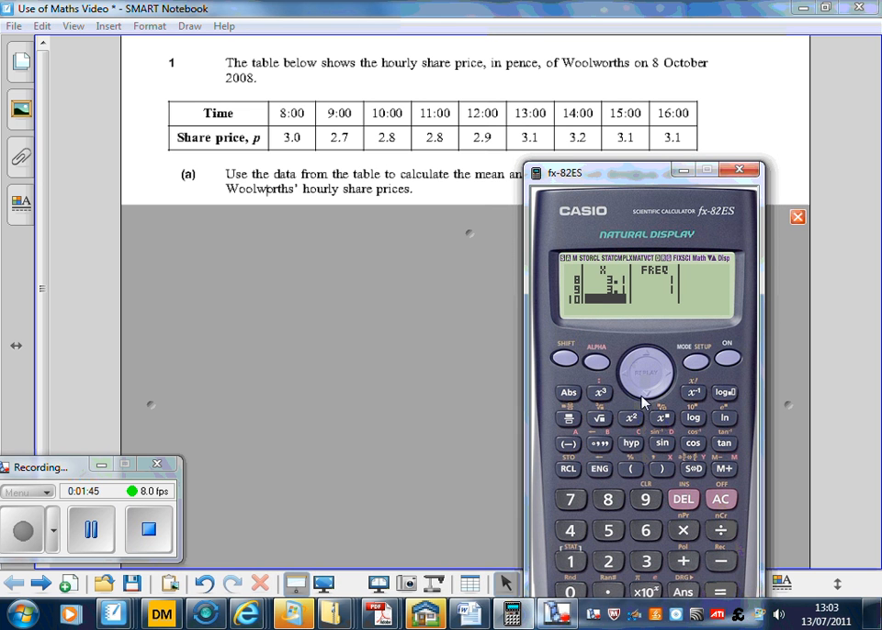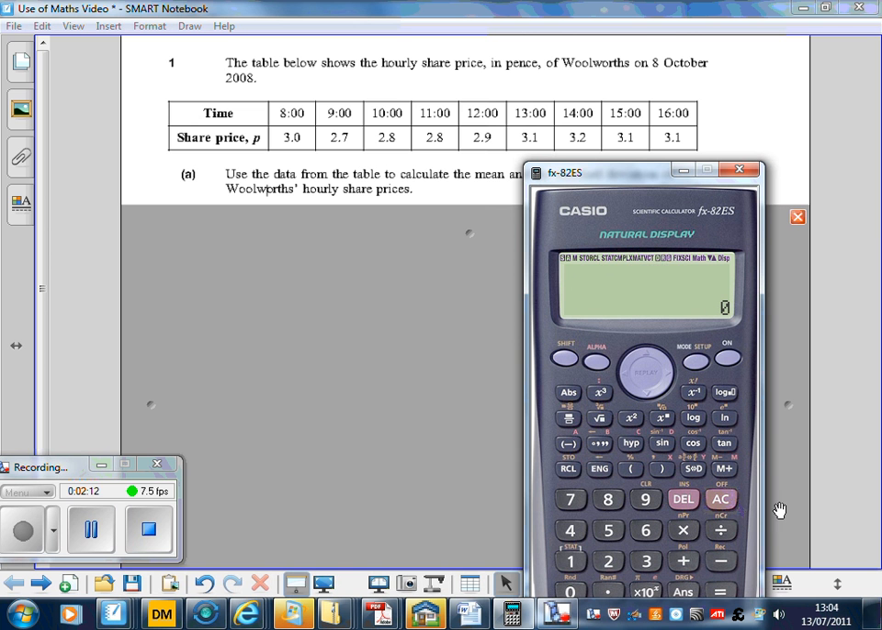Right, so I should have done them, but I will just check that they're all correct. So going through them again, we've got 3, 2.7, 2.8, 2.8, 2.9, 3.1, 3.2, 3.1, 3.1. It is always worth checking that they're correct because obviously for a calculator question you're not going to get method marks if you've made a mistake there.